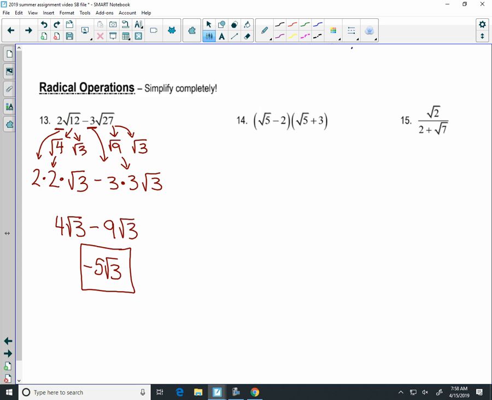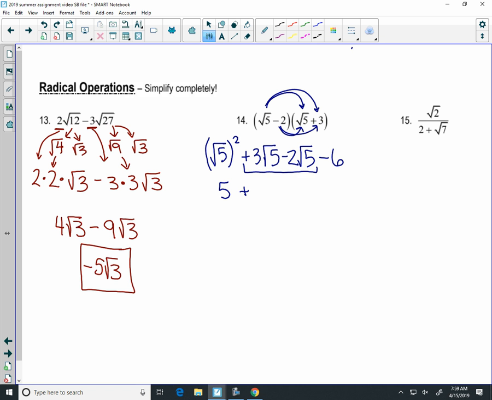For 14, we're going to FOIL. Square root of 5 times square root of 5 is square root of 5 squared. Square root of 5 times 3 is just that, 3 square root of 5. Negative 2 times square root of 5. And negative 2 times 3 is negative 6. Again, lots of baby steps in these. Square root of 5 squared is 5.